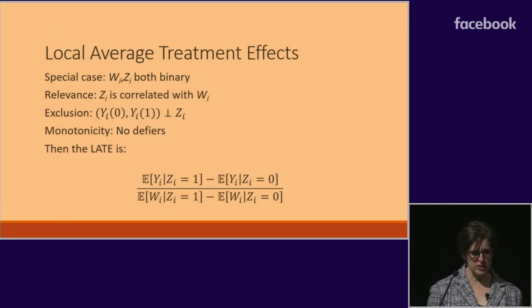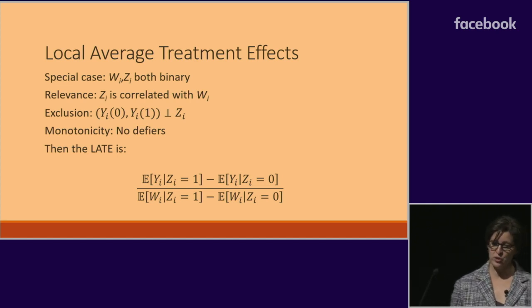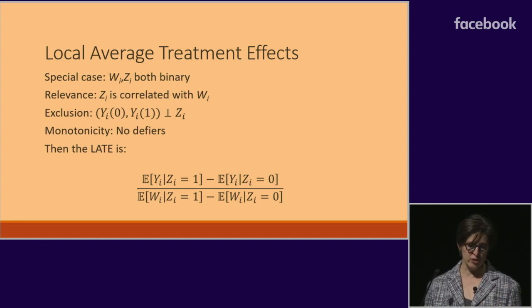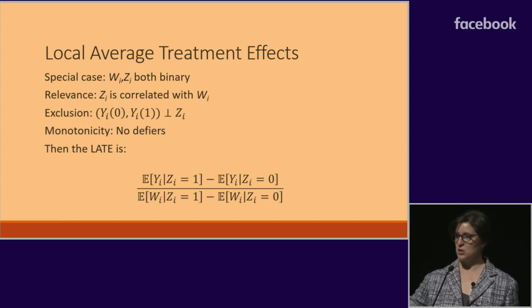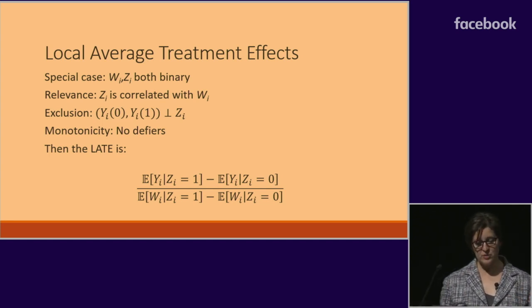So let me actually skip over some of the details. There's something called a local average treatment effect, which can help get the intuition for instrumental variables. So suppose that the treatment and the instrument are both binary. So for example, the treatment is being in the military. That's not binary. So the treatment is seeing an ad, and the instrument is whether you were assigned to the treatment group. We have some assumptions.